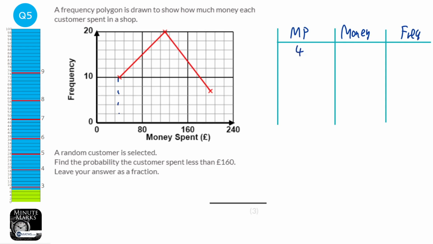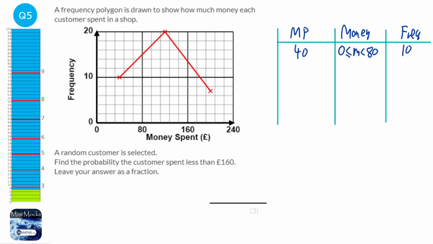And we can see here that that was between, that was in this group here. So that is 0, and I'm just going to use M for money, 0 to 80. And the frequency is how high it is, which is 10.